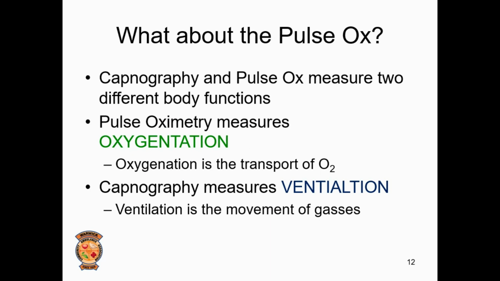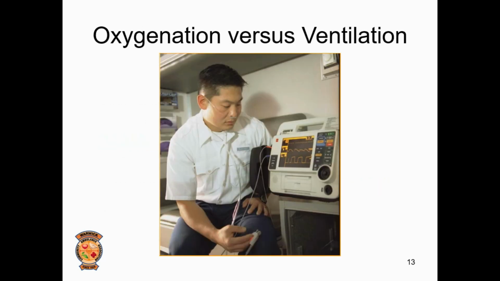So what about the pulse ox? Well, there's a couple of differences. Capnography measures ventilation, or the movement of gases, and pulse oximetry measures oxygenation, specifically how much oxygen is in the bloodstream. Both capnography and pulse oximetry are important to EMS providers and play a crucial role in patient care.